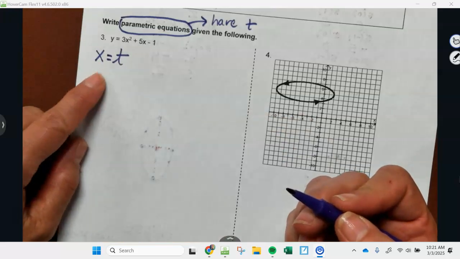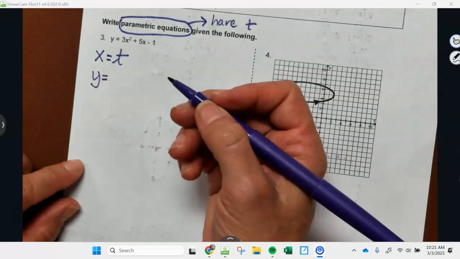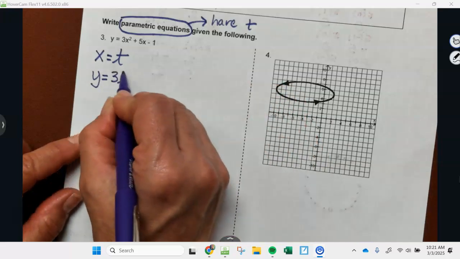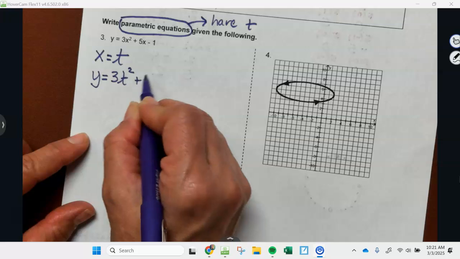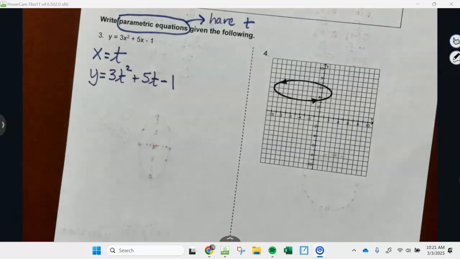So if we let X equal T, then we're going to replace all of the letter X's with T's. And this is all you do. Do not try to overcomplicate it. That's all you got to do.